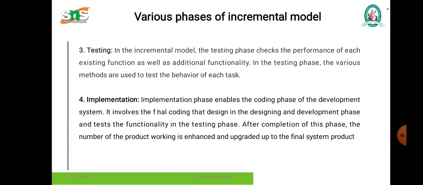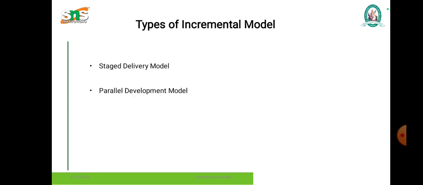The next phase is implementation. The implementation phase enables the coding phase of the development system, and it involves the final coding that is designed in the design and development phase. Then the functionality is tested in phases. After completion of this phase, the working product is enhanced and upgraded up to the final system product.